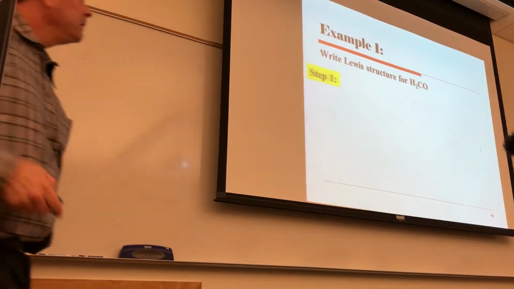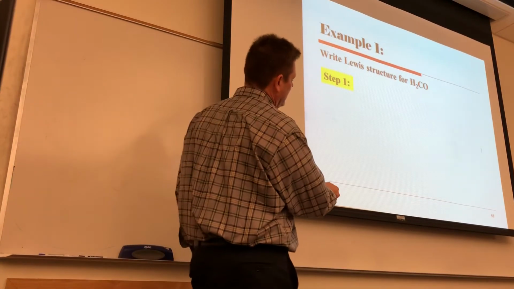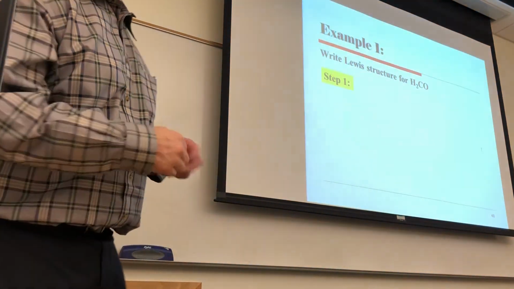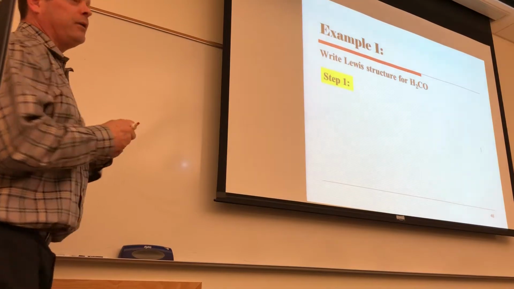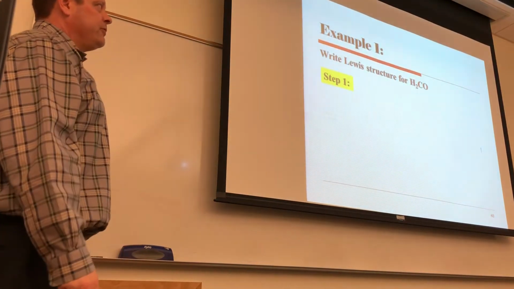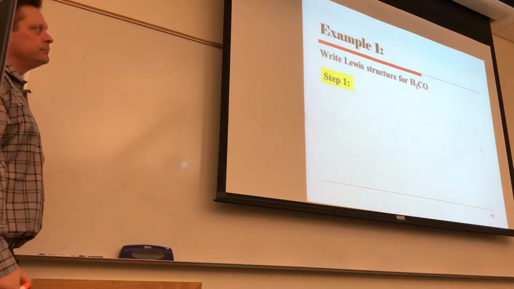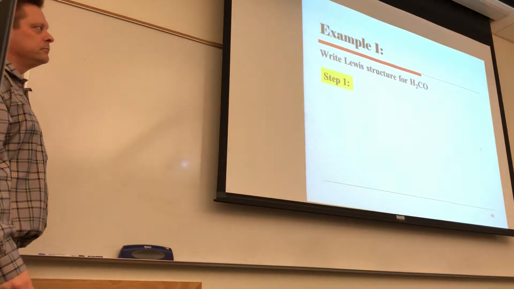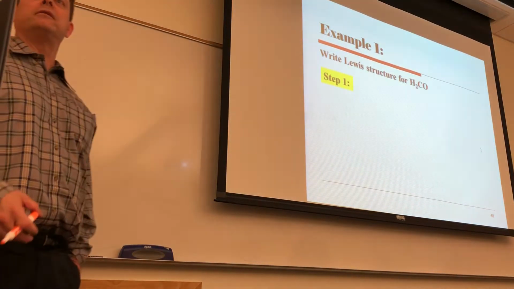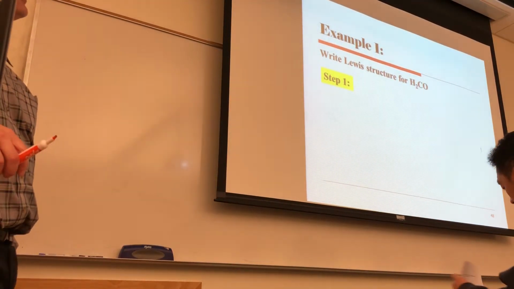So write the Lewis structure for H2CO. The very first thing you're going to do is figure out how many valence electrons I have to work with. So how many valence electrons do I have for H2CO? Hydrogen, 1 each, so 2. How many from the oxygen? That would be 6. How many from the C? 4.